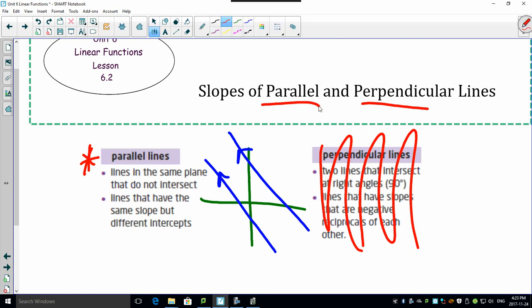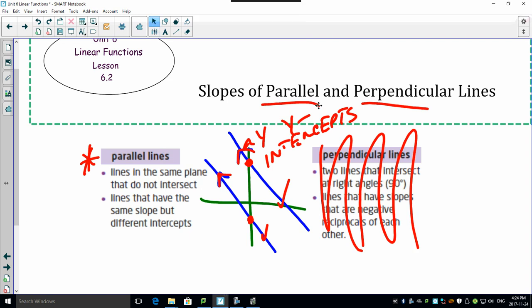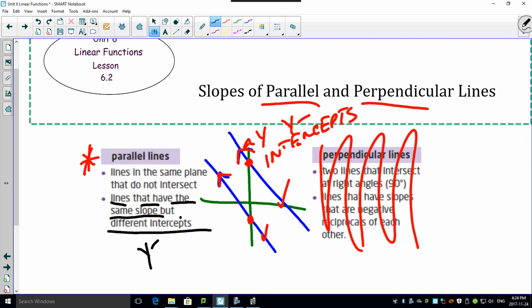But look at these lines. I want to show you something really, really important about them. Look at the slopes of these lines. They are the same. The only difference is where they cut the y-axis. What do we call the points that cut the y-axis? We call them intercepts. Yes, and specifically, these are going to be y-intercepts. So look at the second part of this definition. These are lines that have the same slope, but different y-intercepts. They forgot to put the word y in there. So different y-intercepts, but same slopes.